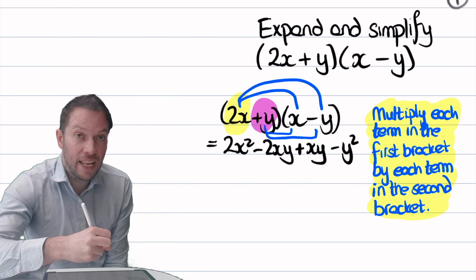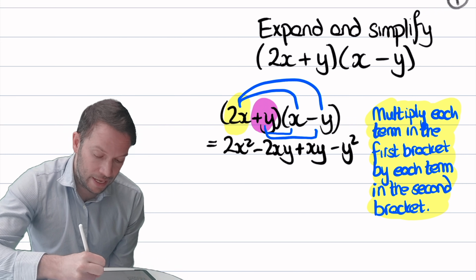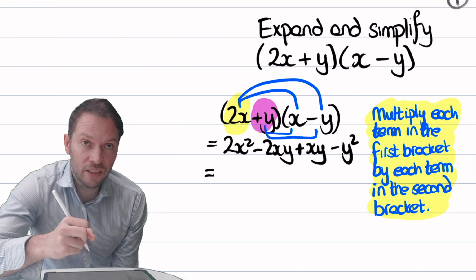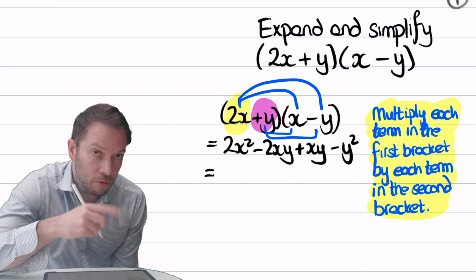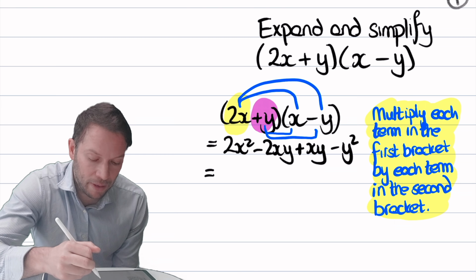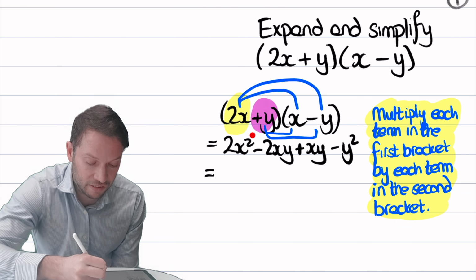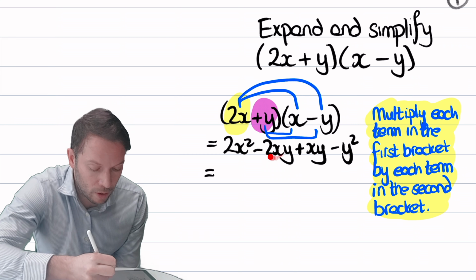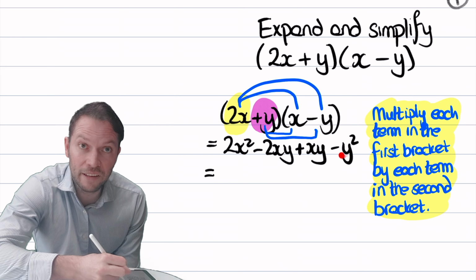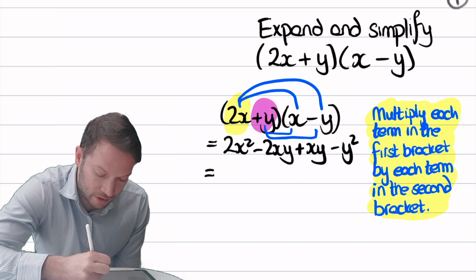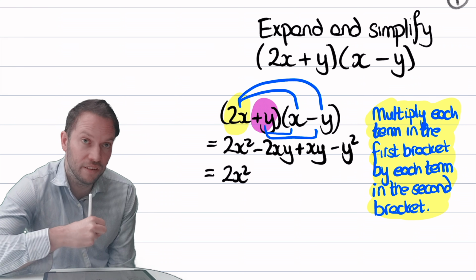And then we have to collect like terms to simplify. Now remember, we can only collect like terms if they involve the same variables, the same letters, and the same powers. So for example, there's 2x squared, that just involves an x and it's squared. There's no other term which just involves x squared. So the 2x squared doesn't simplify with anything, it just stays as it is.